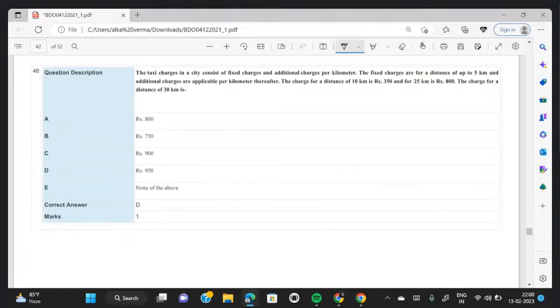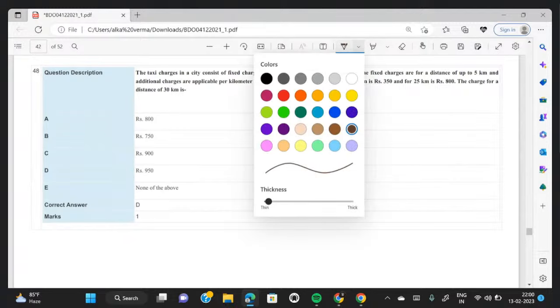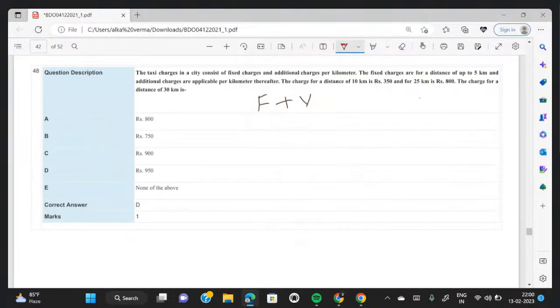Taxi charges in a city consist of some fixed and some additional charges, fixed plus variable, per kilometer. The fixed charges are for a distance up to 5 kilometers. Okay, this is important, up to 5 kilometers. Additional charges are applicable per kilometer thereafter. The charge for a distance of 10 kilometers is 350.